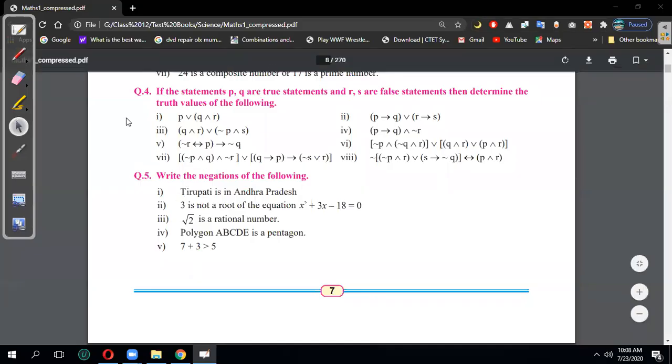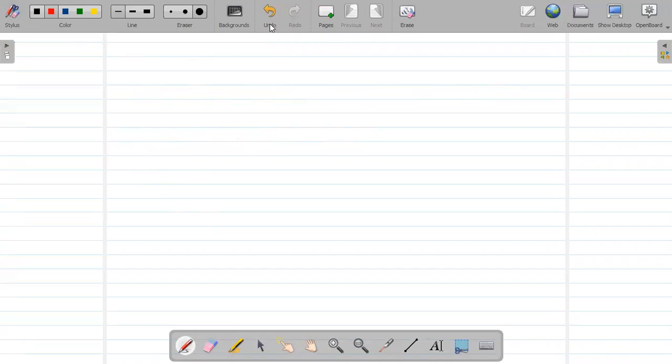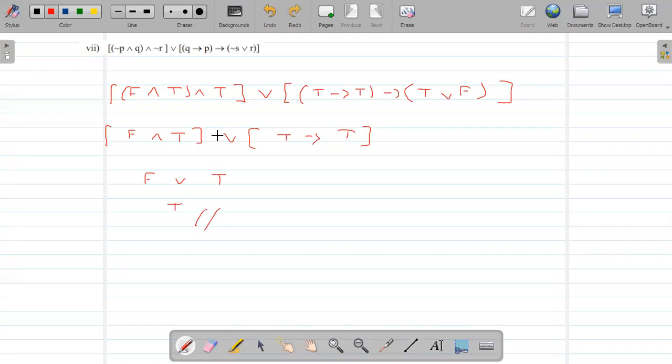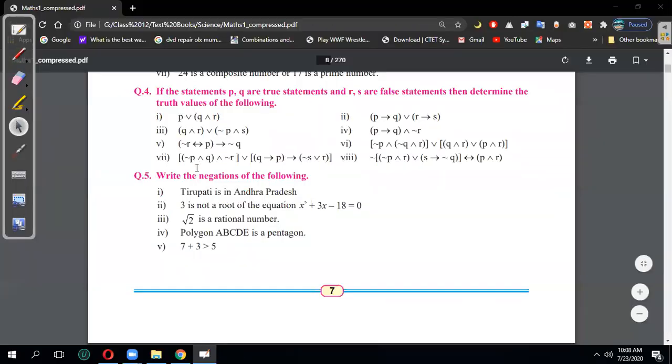Okay, I hope you have taken a snapshot of this. Take a screenshot of this. Everybody took a screenshot? Okay. So let's move on to the next part.